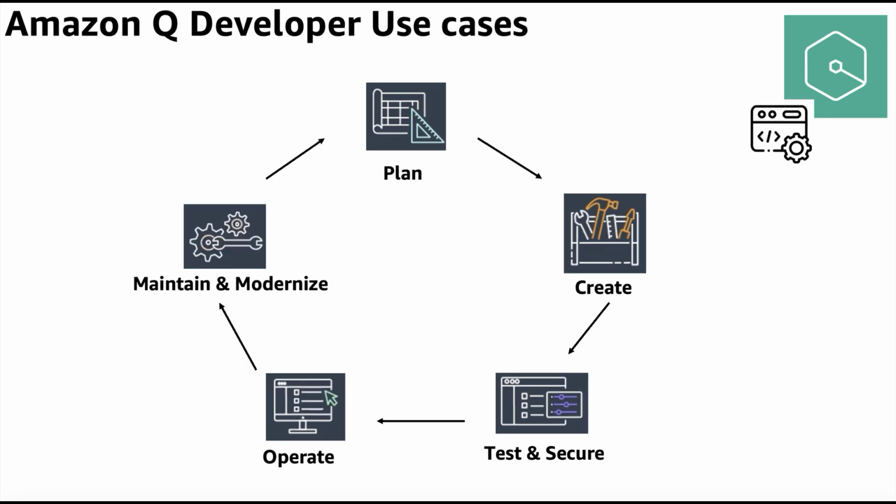The fifth stage is maintain and modernize. You can modernize your code using Amazon Q Code Transformation. The Amazon Q Code Transformation feature of Amazon Q Developer streamlines the task of modernizing code and updating dependencies to newer programming languages. This feature reduces complexity and minimizes the risk of errors during the modernization process, which helps you keep your applications up to date and efficient.